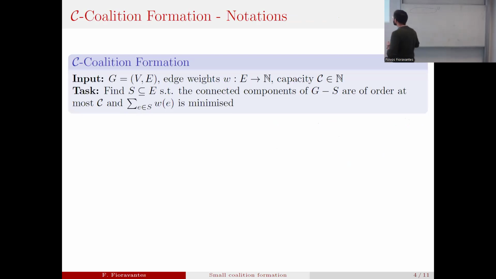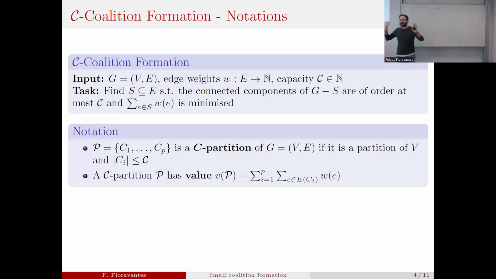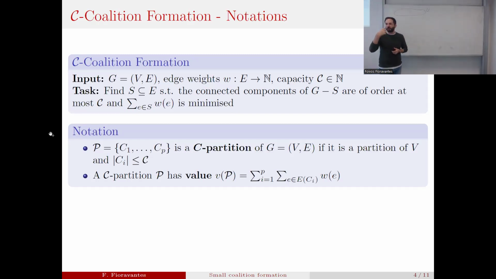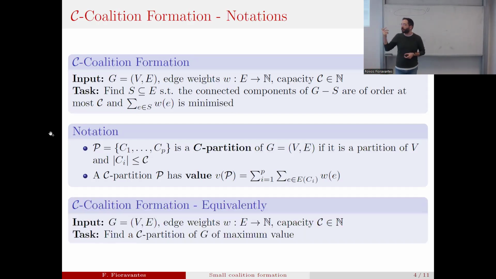So some notation. We will talk about C-partitions, with C calligraphic. It's basically a partition of the vertex set, so that no part of the partition has more than C vertices. And we have the value of the partition, which is exactly the sum of the weights of the remaining edges. The equivalent formulation with this new notation is that we want to find a C-partition of the graph of maximum value. These 2 things are equivalent, the bottom one and the top one.